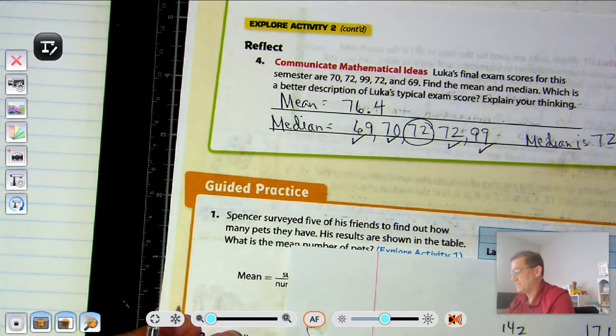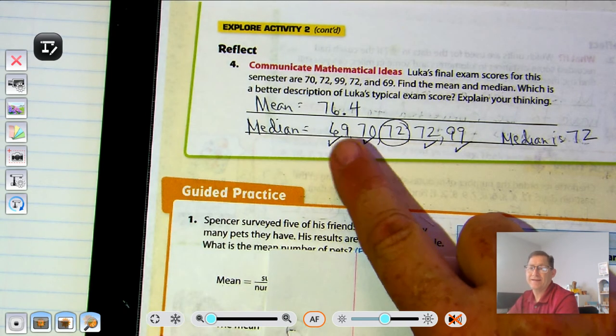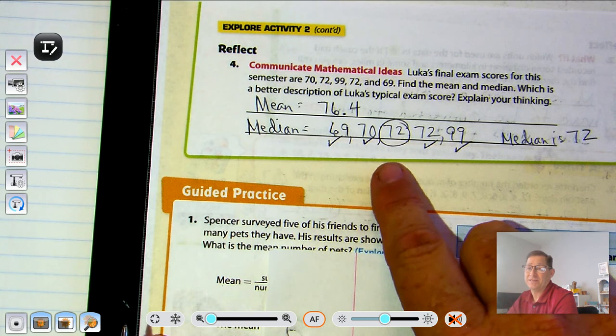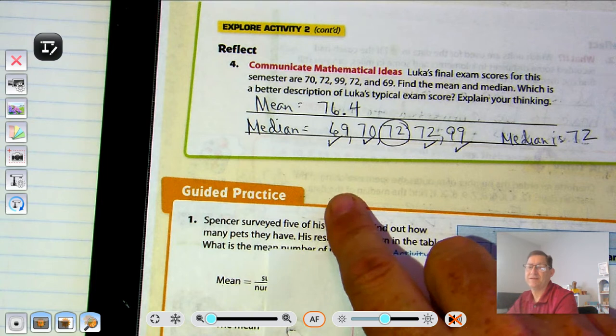Which one's a better representation? Well, there are 2 values that are 72. 70 is only 2 away, and 69 is only 3 away from 72. So I think that's more representative of his test scores, 72.